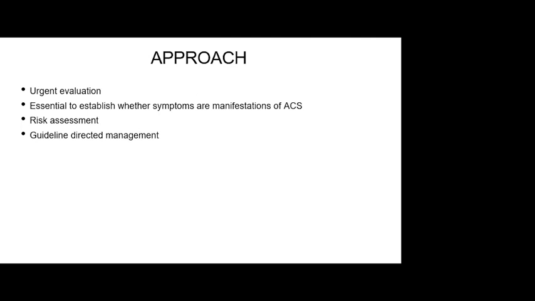So now, after knowing the pathophysiology, you have to approach your patient. How do you approach a patient with non-STEMI? Patients don't come saying I'm having just non-STEMI, they come with chest pain. So the first thing is evaluation. You need urgent rule in and rule out. Rule in means ruling out the other causes, and you need very important, very early risk assessment. I will come to that later, and then you have to go for guideline-directed management.